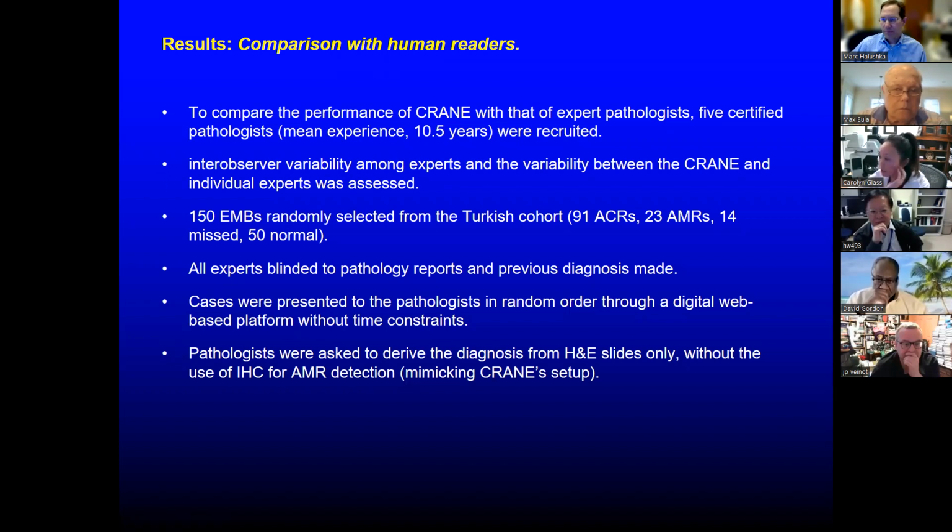So for this particular part of the study, 150 biopsies were randomly selected from the Turkish cohort. All the pathologists were blinded to the previous diagnosis that had been made. The cases were presented to the pathologists in random order through a digital web-based platform without any time constraint. And then the pathologists were asked to derive the diagnosis from H&E slides only, without the use of IHC for AM.